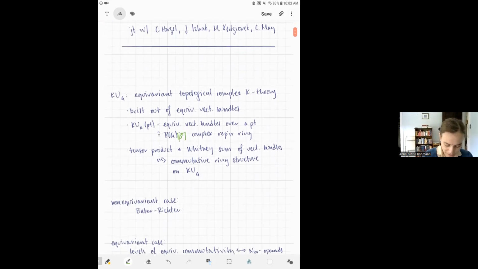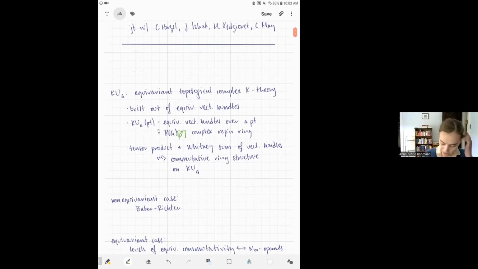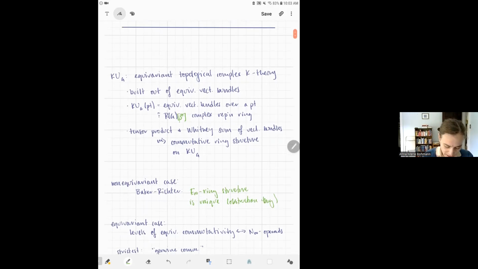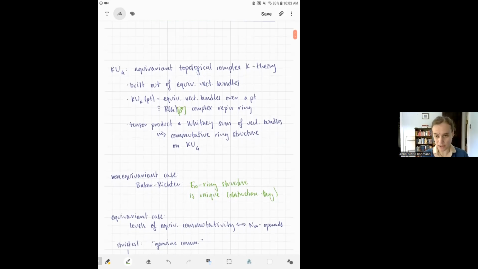If we go back to the non-equivariant case, work of Baker and Richter shows us that the E infinity ring structure that you have on non-equivariant K-theory is unique. And they do this by an obstruction theory argument. This is one of many examples they're interested in. Then in the equivariant case, we could ask a similar question: how unique is the E infinity ring structure that you have on equivariant topological complex K-theory?